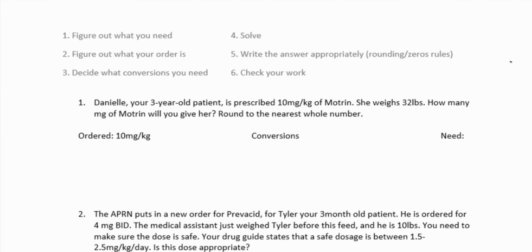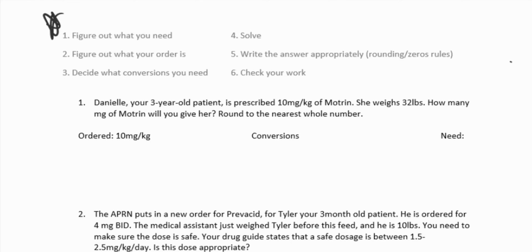All right, so let's talk about how we're going to solve pediatric dosage calculations. A lot of times these require safe dosage and they require mgs per kg. So we'll talk about those. We'll go through these 3 problems together, and then there are tons of practice problems for you to feel super confident on these on your own.